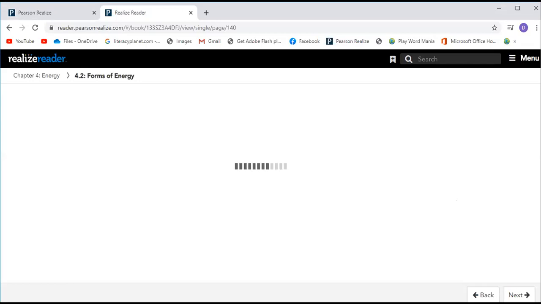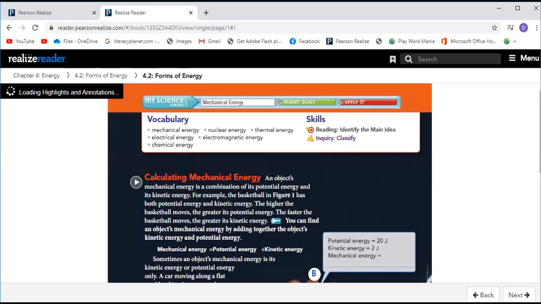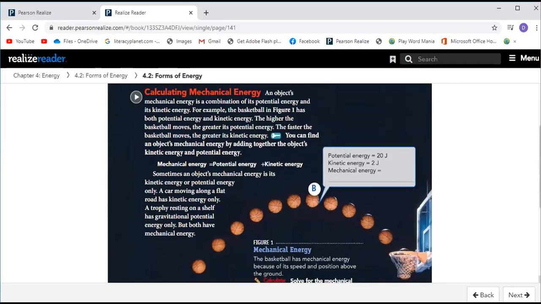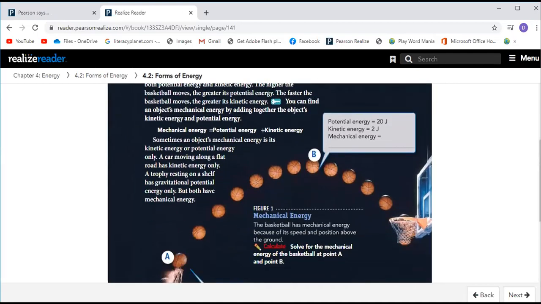Some objects may have both kinetic energy and potential energy at the same time, while others may have only potential energy, or only kinetic energy. For example, please look at this basketball. It's one ball, but I will throw it like this. Can you see its path?